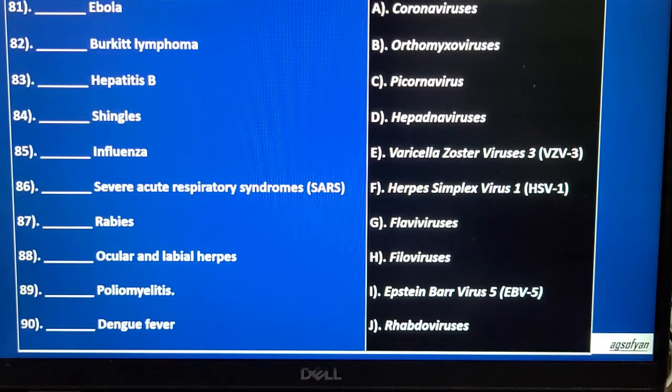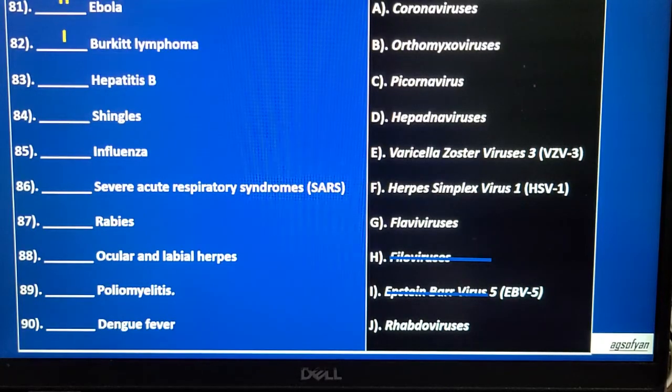Ebola is caused by, look for filoviruses. Filoviruses is the one that causes Ebola. So it's going to be H. Cross off filoviruses. Now, Burkitt lymphoma. Remember, this is a cancer that is triggered by EBV. Look for the EBV, Epstein-Barr viruses. So I is going to be the answer. Okay, I, Epstein-Barr viruses. Cross that off because you already used it.